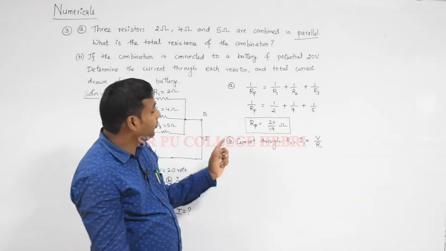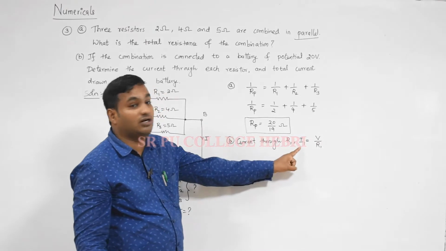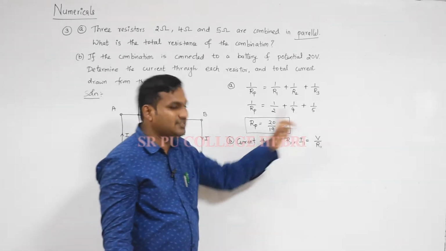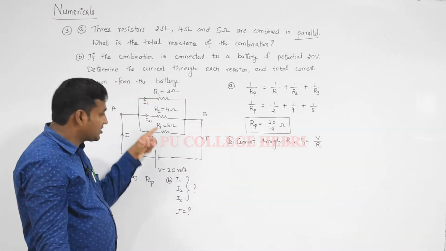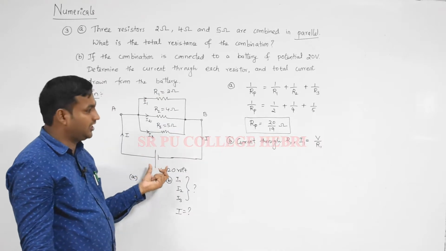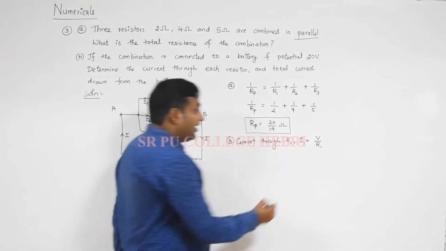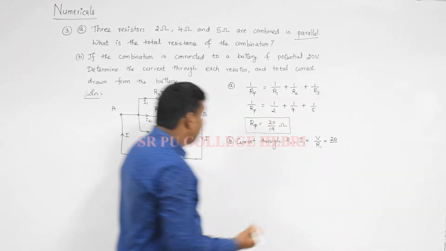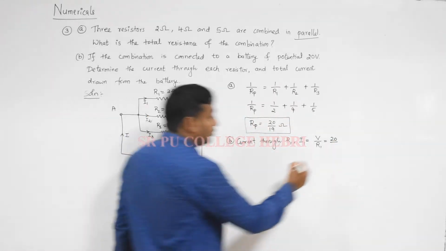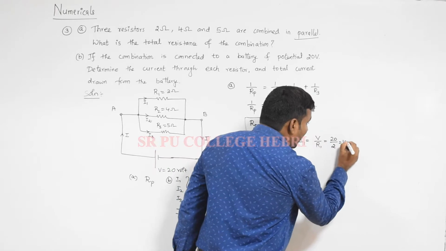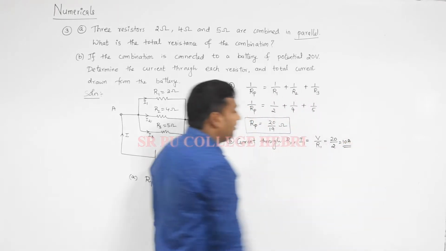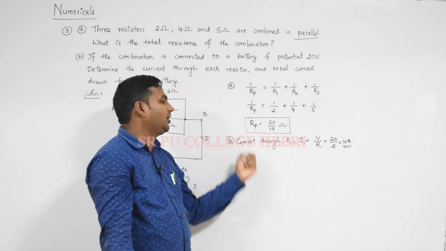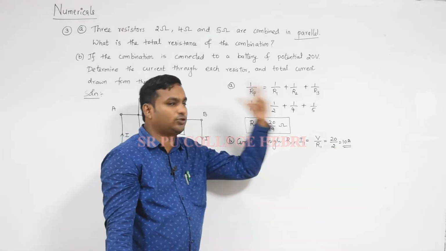Dear student, during parallel combination, I already told current is different, potential is same. Here, across the three resistors, potential is the same, it is equal to 20 volt itself. And on simplification, potential is equal to 20 divided by resistance R1 is equal to 2 ohm. Answer becomes 10 ampere. Value for current flowing through resistor R1 is equal to 10 ampere.